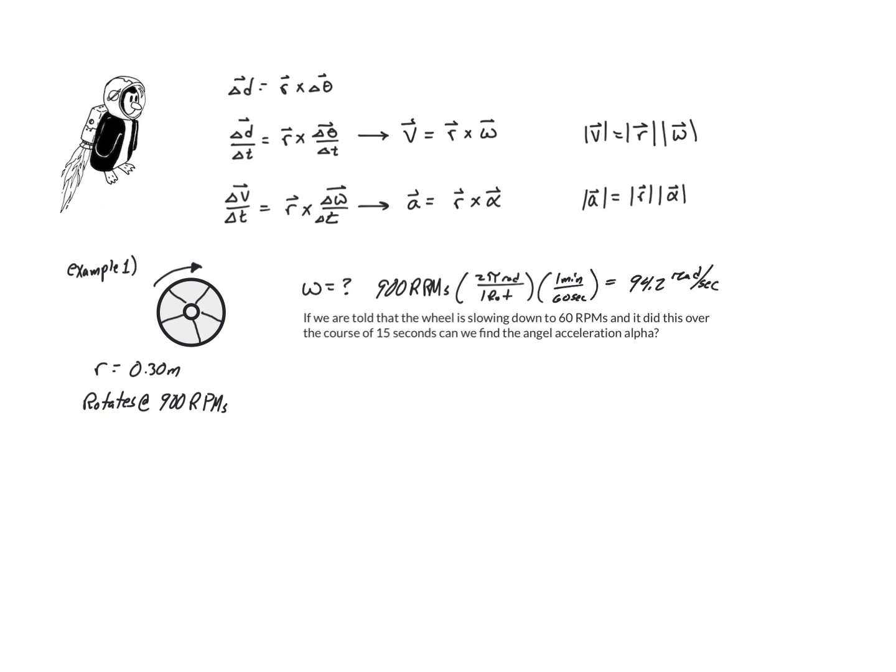So here we have a problem. The wheel is slowing down from the 900 RPMs to 60 RPMs in the course of 15 seconds, and we need to figure out alpha. First, we must figure out what the new final velocity is, or omega f. We know that we had 60 RPMs, so we have to do a conversion. In this case, I'm going to do a little bit of shorthand, but it's 2 pi radians divided by 60 seconds. And this gives us 6.28 radians per second.